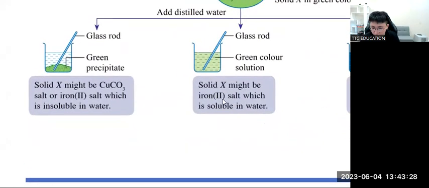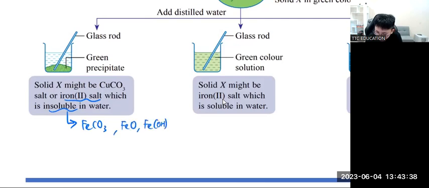So this one is an iron salt which is insoluble. This one can be what? Can be FeCO3, FeO, Fe(OH)2. What is an iron salt which is soluble? Usually can be FeCl2, maybe Fe(NO3)2 too. This gives you the different possibilities.